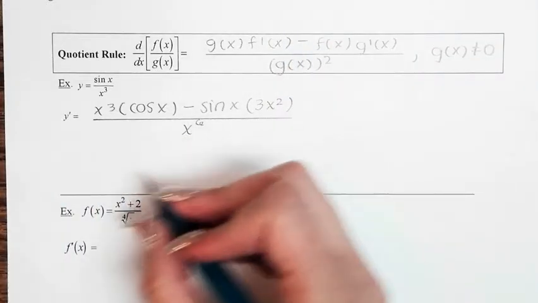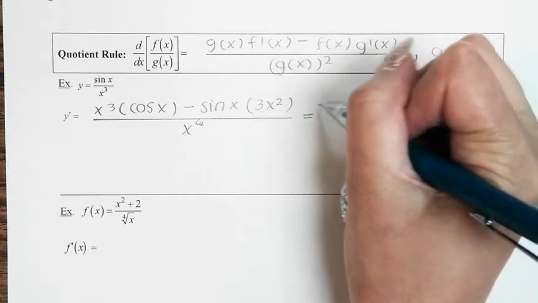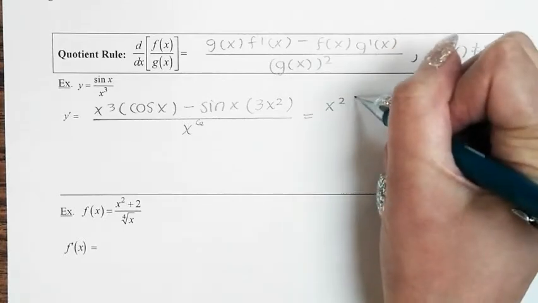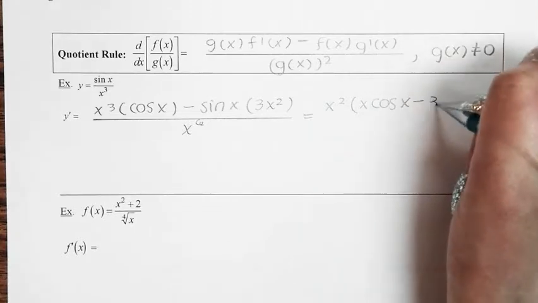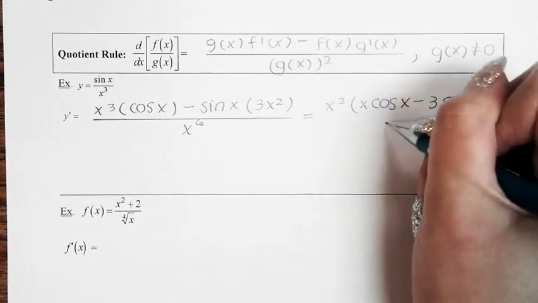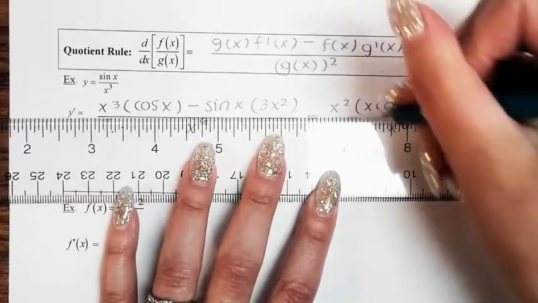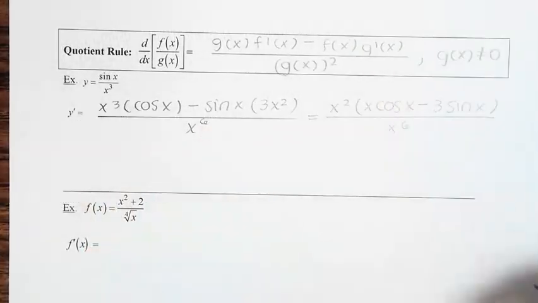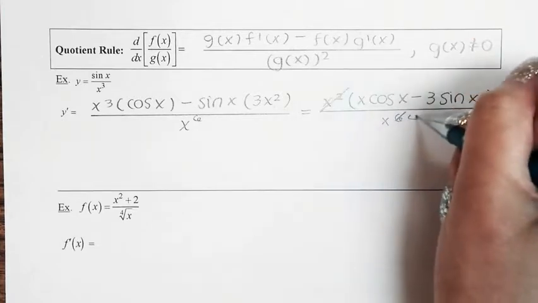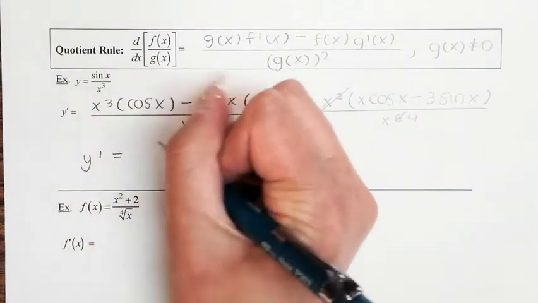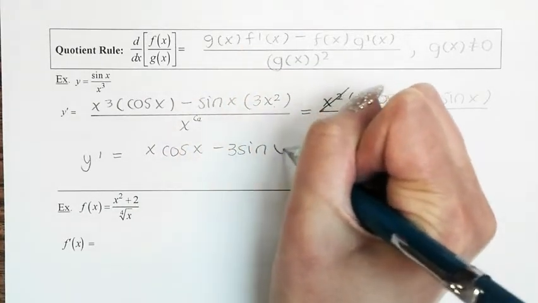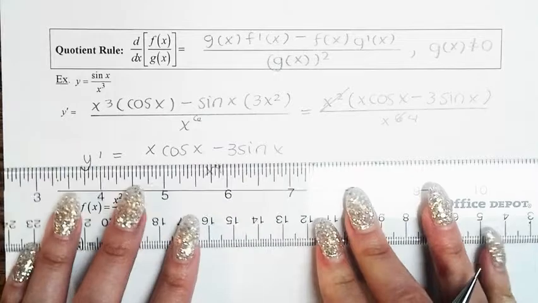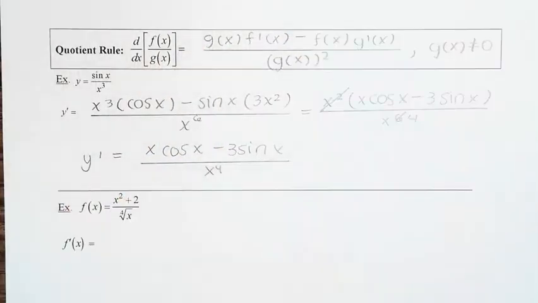When I see this situation, I can see that I have a lot of x's, so I can cancel a little bit. I have x squared as a common factor, so I have x cosine x minus 3 sine of x, close it, and then you have the x to the power of 6. Here you can see that x squared is going away. So this is going to be x cosine x minus 3 sine x divided by x to the power of 4. That's going to be your derivative for this expression using the quotient rule.